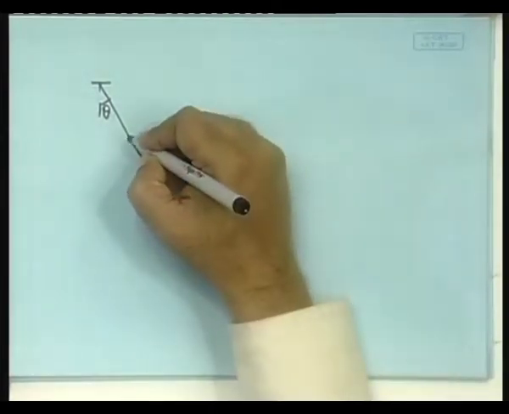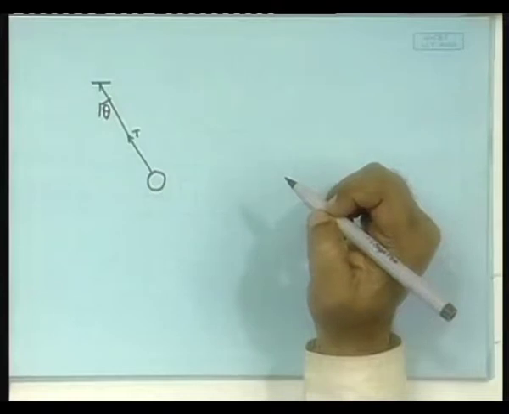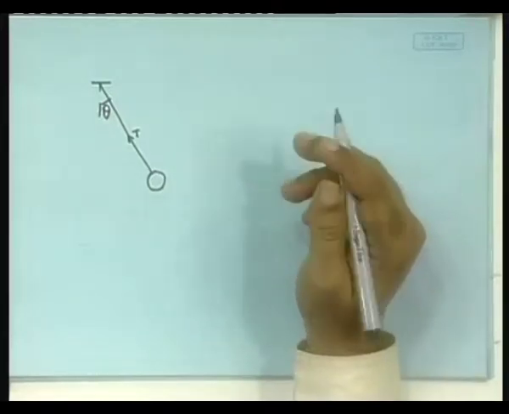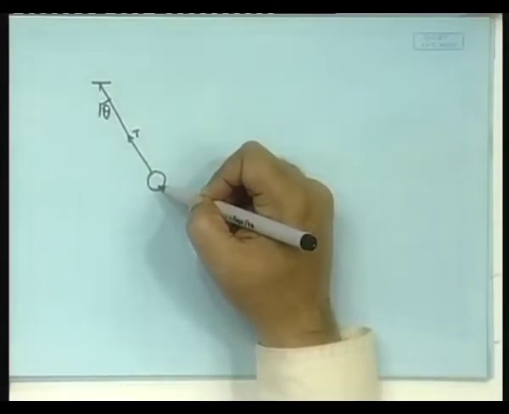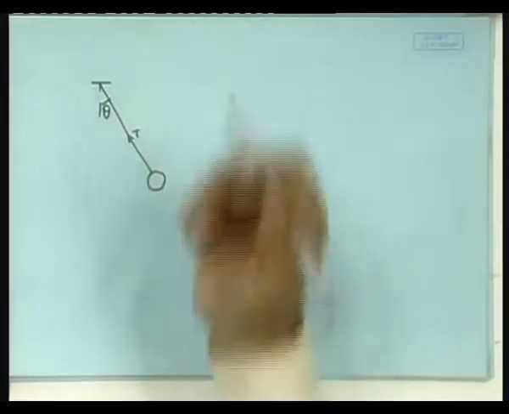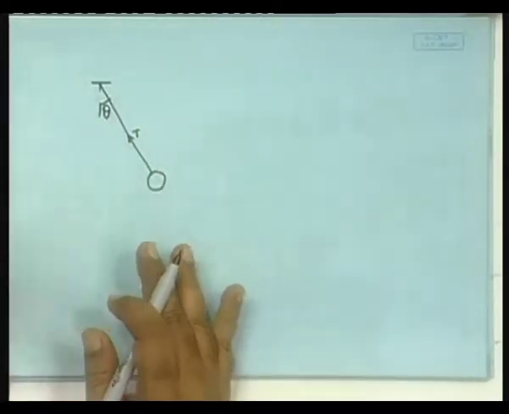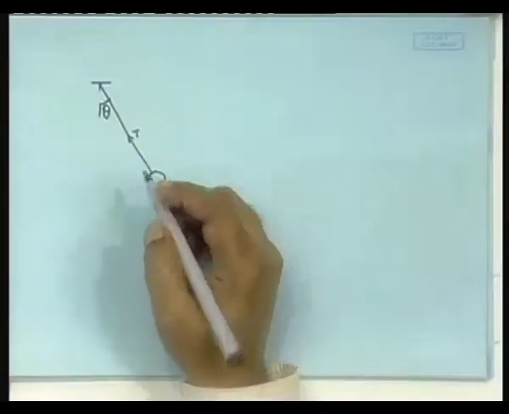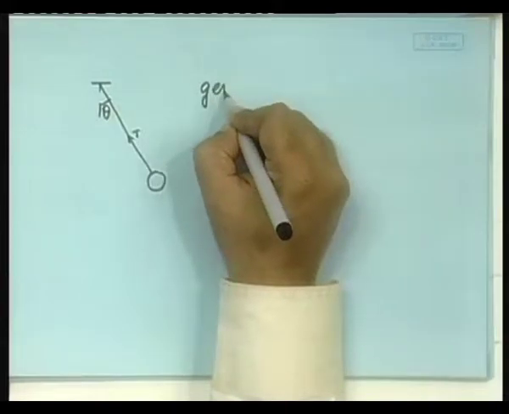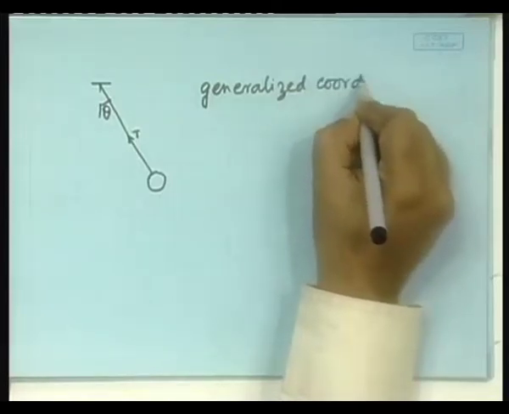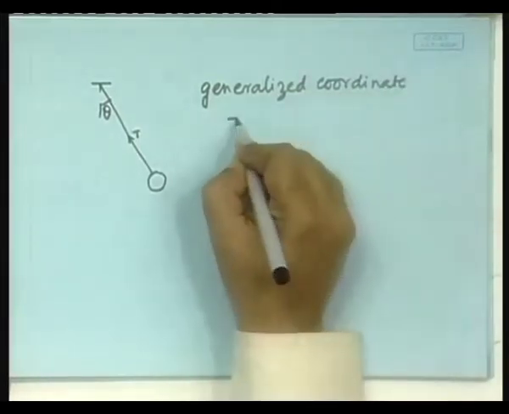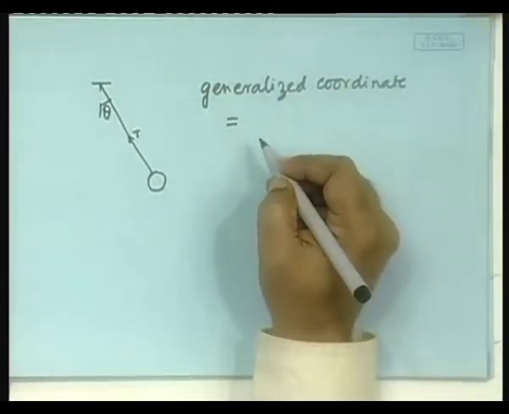There the tension appeared, and it had to appear because that is a force acting on the body. But now in the Lagrangian way we will not bother about it at all. Why? Because that is a constant force and we have eliminated the constant force altogether from the formulation. So, we will forget about it. So, the generalized coordinate is what? Theta.